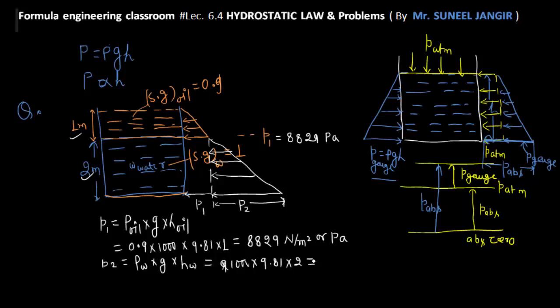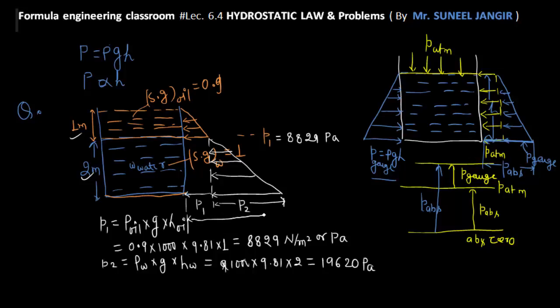So this value will be 9810 into 2, which is equal to 19620. Let me check again. This is 9810 into 2, which is 19620. This is also Pascal. So P2 is the gauge pressure due to water only, and P1 is the gauge pressure due to oil only.